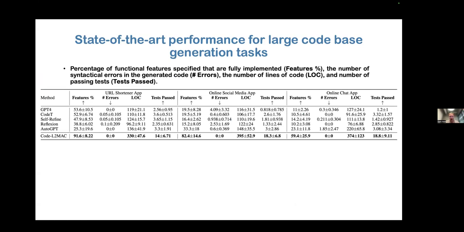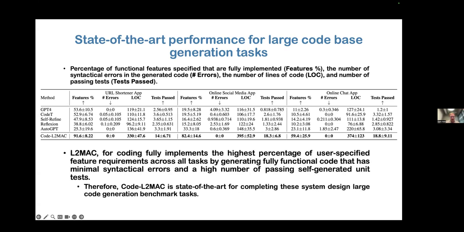So, we created our own benchmark in this case for large code base generation. And we see that we can implement the highest number of functional features specified that are fully implemented, and we also looked at the number of syntactical errors in generated code and the number of lines of code. What we see is we can implement the highest number of features compared to existing baselines with few errors, quite good lines of code, and also the highest number of tests passing, which is self-generated, which isn't a very good evaluation metric to use. Which was quite nice.